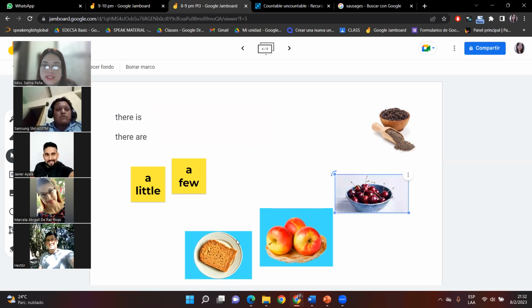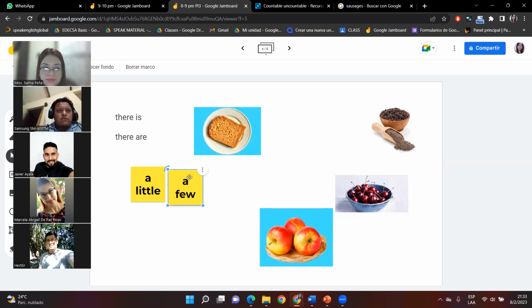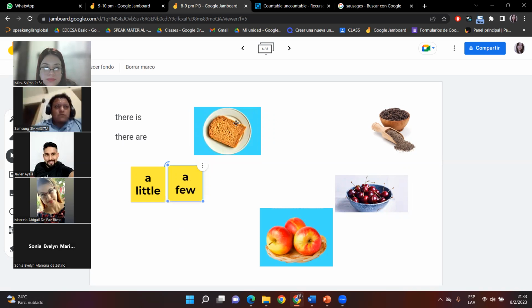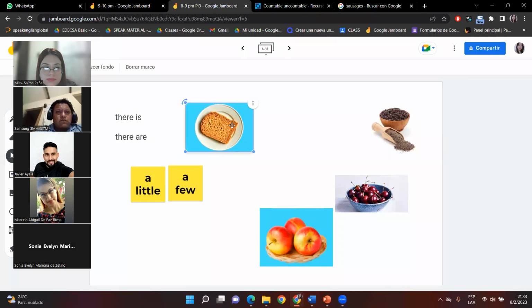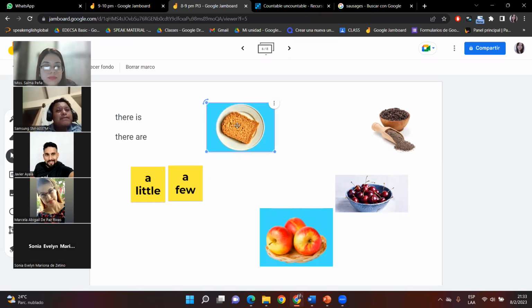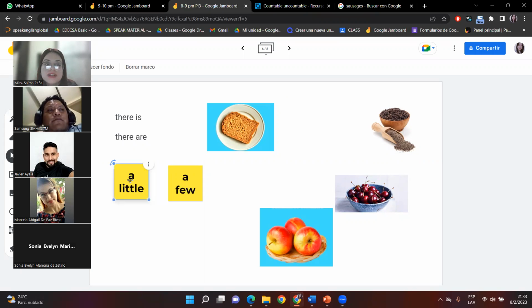Now let's see, Sonia, what is there, in this case, there is... I confused it. Okay, try it. There is? Okay, it's okay. Now, a liter is for a Red. Uncountable.